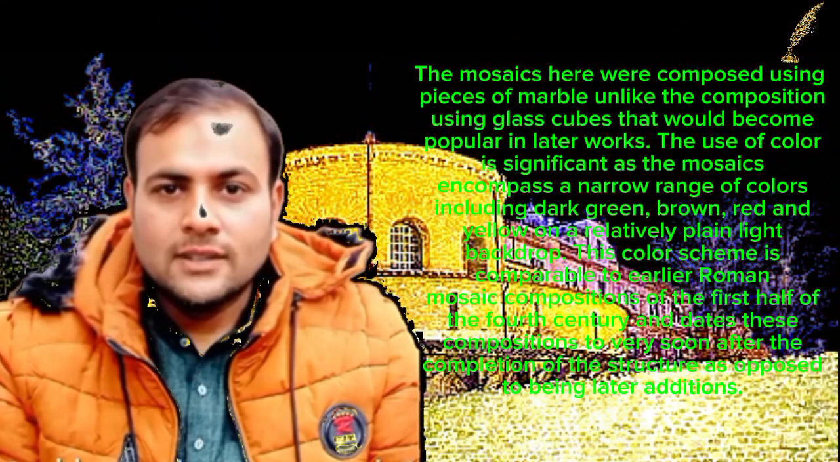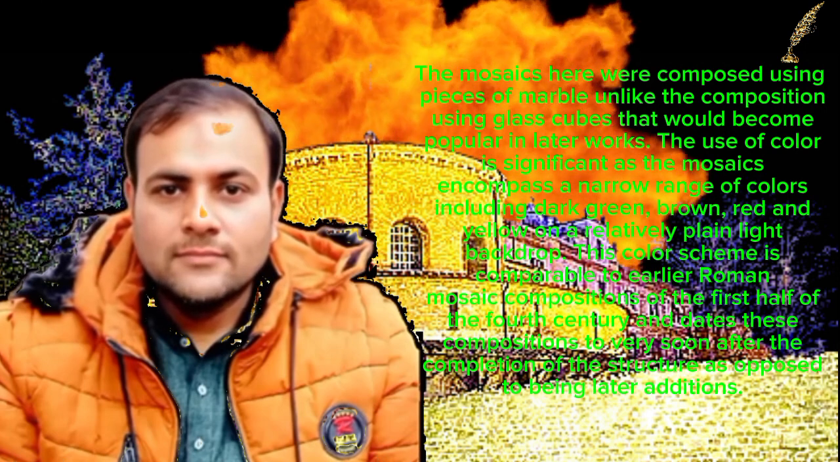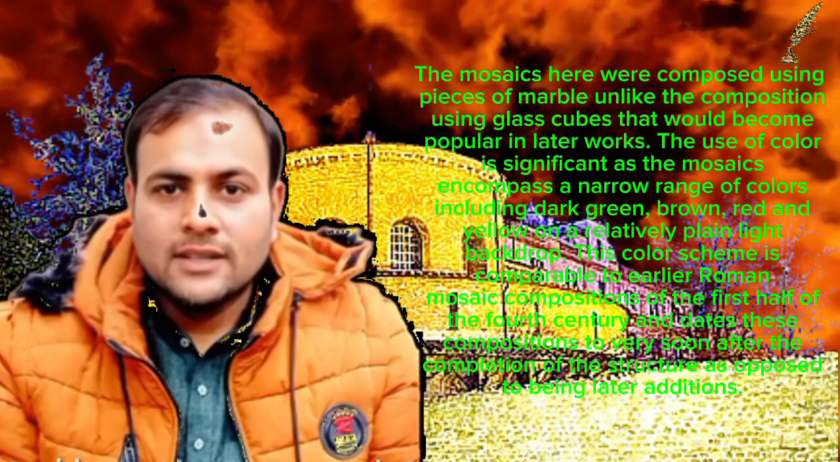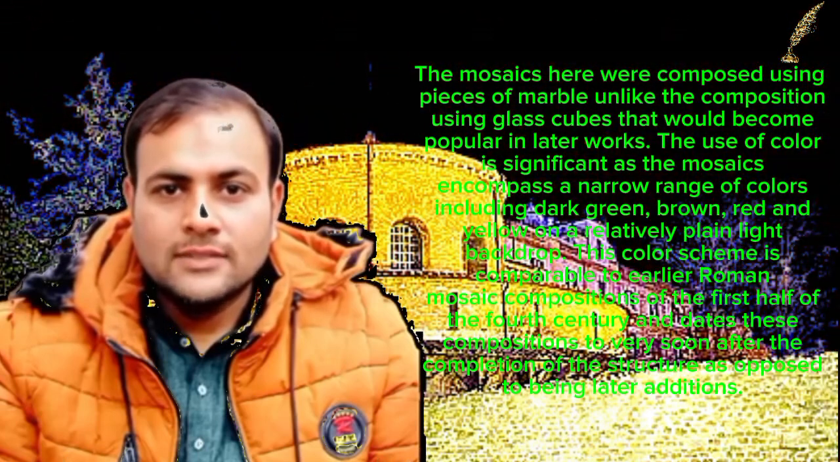This color scheme is comparable to earlier Roman mosaic compositions of the first half of the 4th century and dates these compositions to very soon after the completion of the structure as opposed to being later additions.